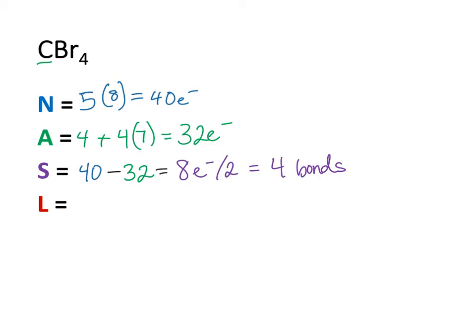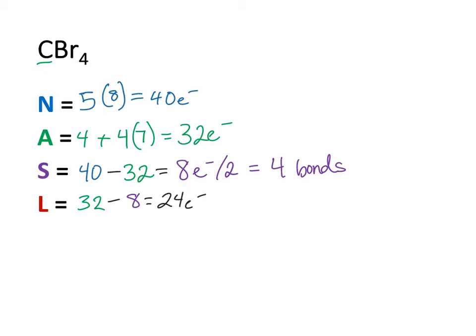My last step is to determine the number of lone electrons. To do that, I'm going to take my available electrons, in this case 32, and subtract the electrons that are participating in a bond, or my shared electrons, in this case 8. When I subtract that, I find that I'm going to have 24 lone electrons in my molecule after I have formed bonds.